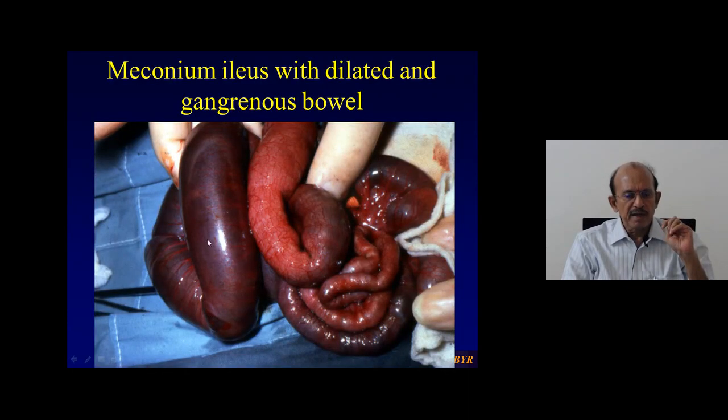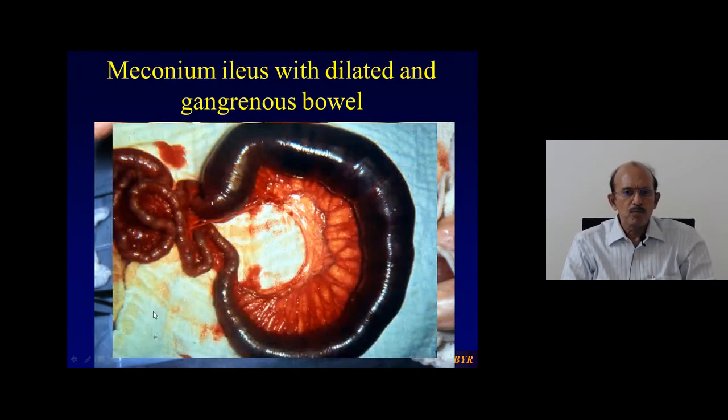Sometimes this can lead to even gangrene of the bowel. You can see such a long segment of the bowel has become gangrenous. And what do you do for this gangrenous bowel? You have to do resection. When you remove such a large amount of bowel in a newborn child, the prospects of survival are very, very meager. This is another case of meconium ileus with dilated and gangrenous bowel.